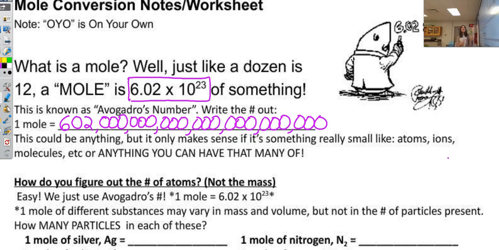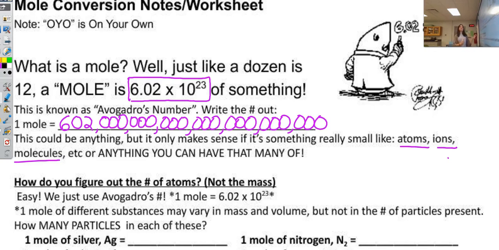Well, what would we ever have this many of? Nothing that you could see with your eye, nothing that you could see with a microscope, but something really, really small, like what? Atoms. Like ions or like molecules. Those are going to be the things that we have a mole of, okay? So I want to show you what a mole looks like in just a little bit, okay?